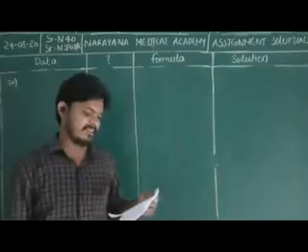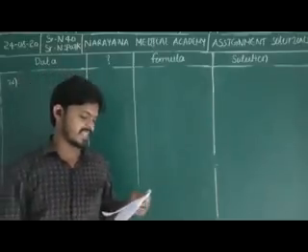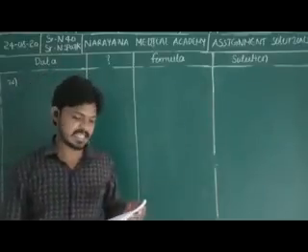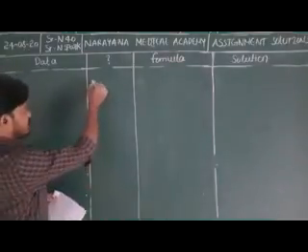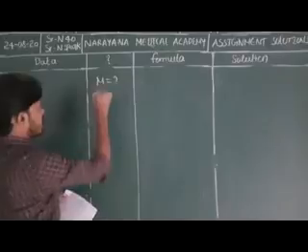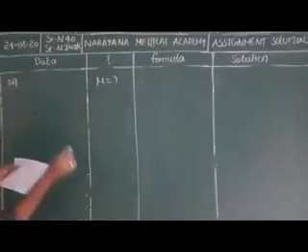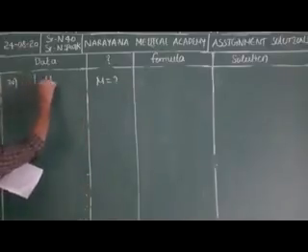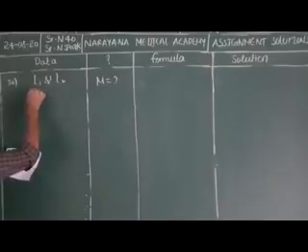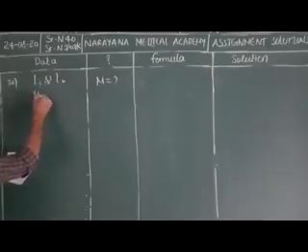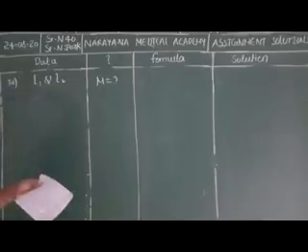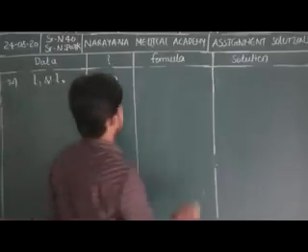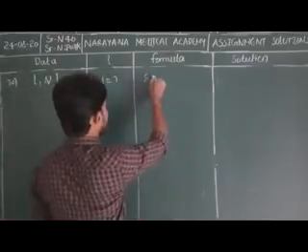Please pause and note down. There are two coils of inductance L1 and L2, and their mutual inductance is M. You have to find the M value. How to find the M value?